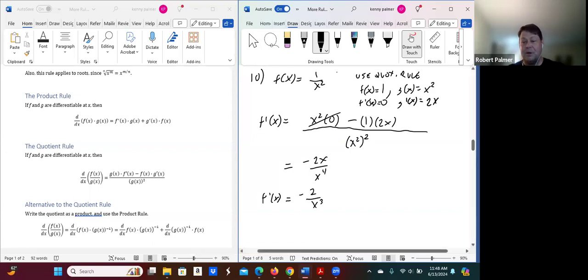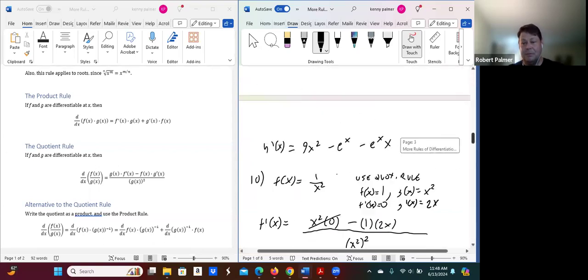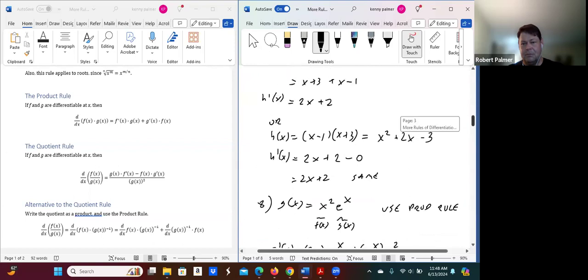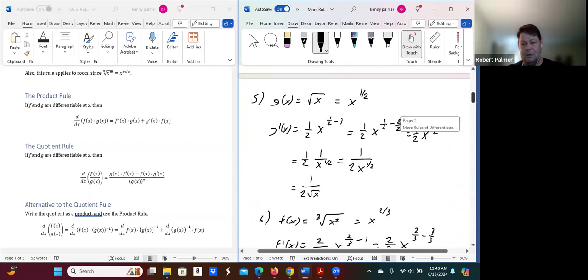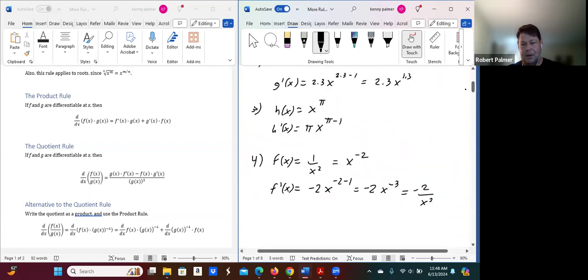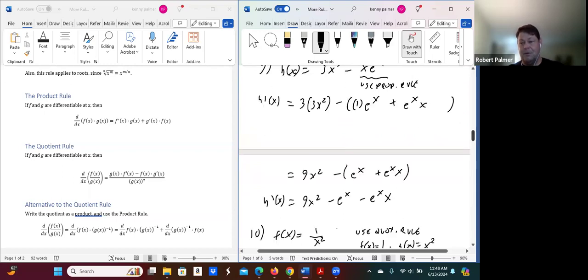So let's go back and check, make sure we got the same thing. If we didn't, something is wrong. Yeah, the same thing, negative 2 over x cubed. And here we also got negative 2 over x cubed. Good.